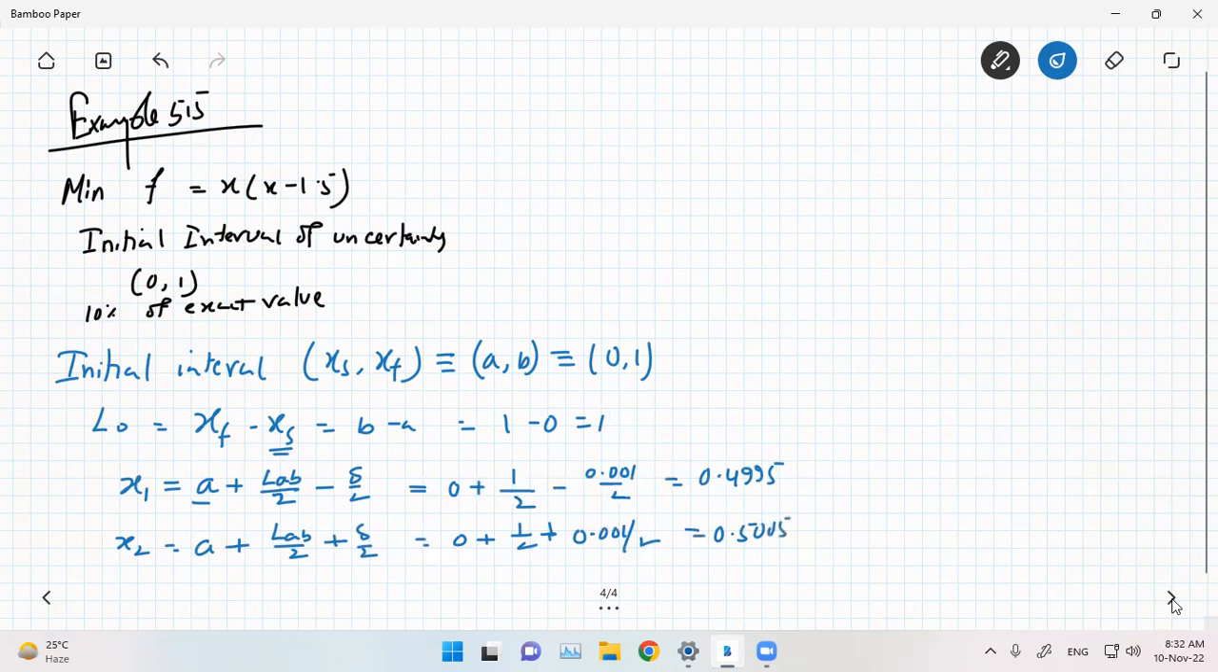So our next thing that we have to do is calculate these two values, f x1, and if you calculate the value, we are going to get minus 0.49957, and f x2 will be basically minus 0.50025.